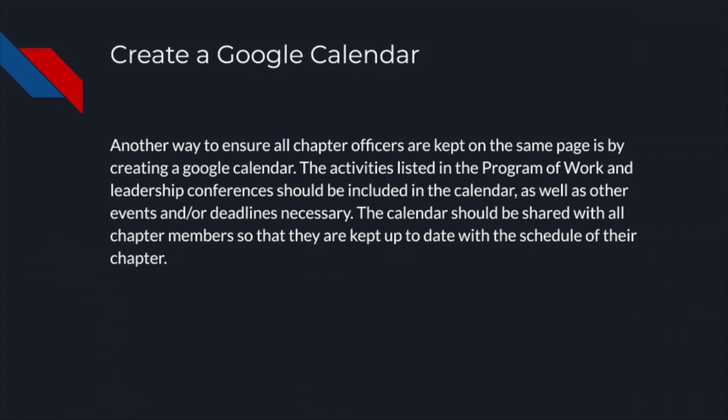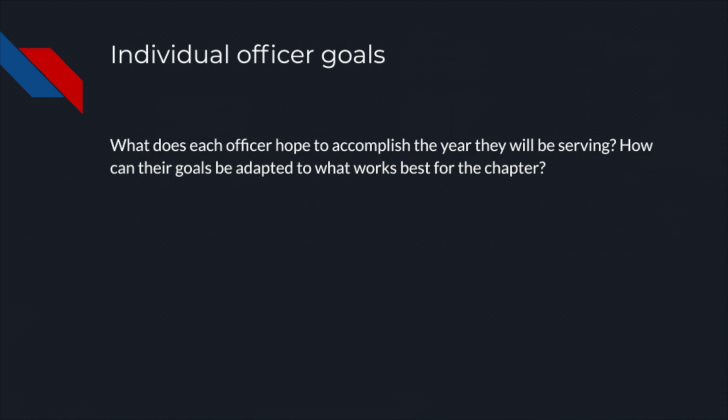Something important to discuss with your officers is their individual goals. What does each officer hope to accomplish the year they will be serving? And how can their goals be adapted to what works best for the chapter? Discussing these topics will not only help each officer understand their peers, but will also help you understand your officers.